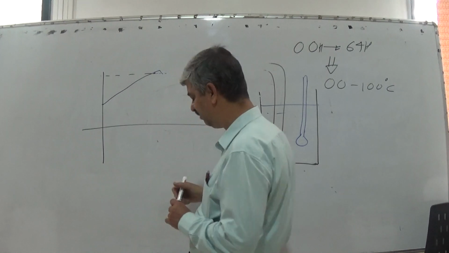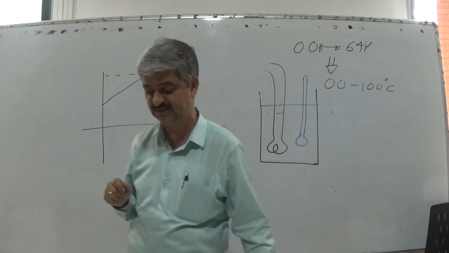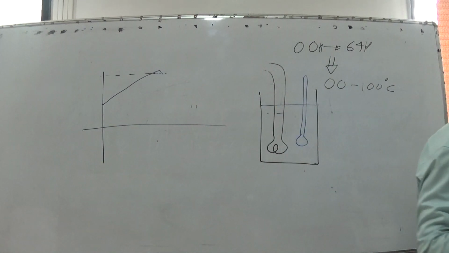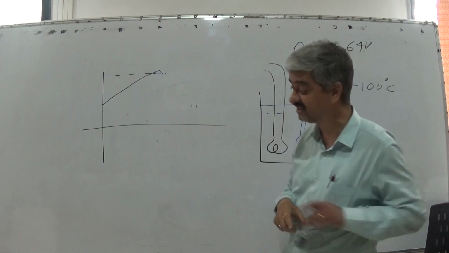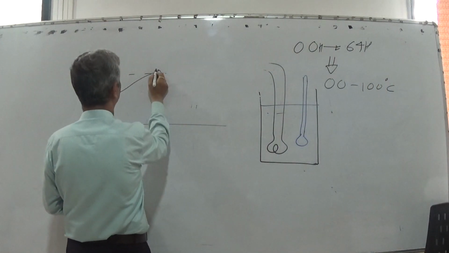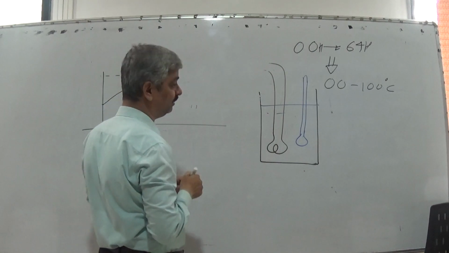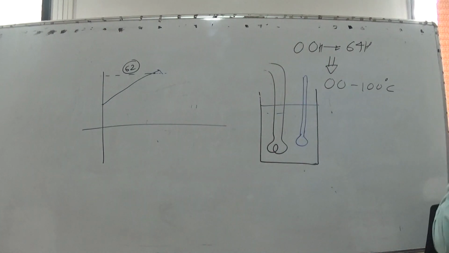So your eyes are watching the thermometer, your hands are controlling the switches. So when the temperature goes beyond 60, you put the switch heater off. Temperature will continue to move even after 60, and maybe it reaches 62. When it reaches 62, you will put the heater on.